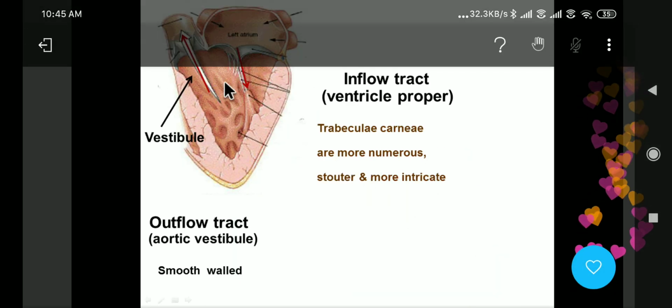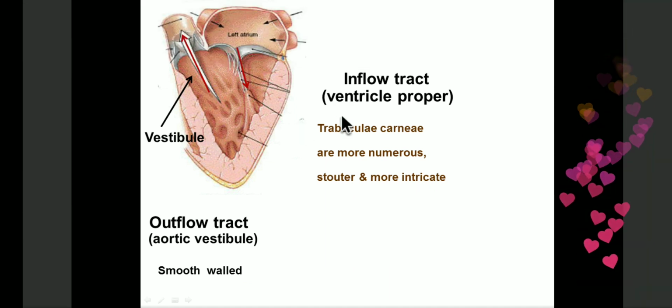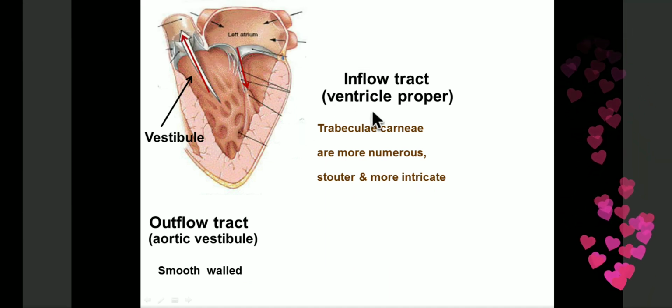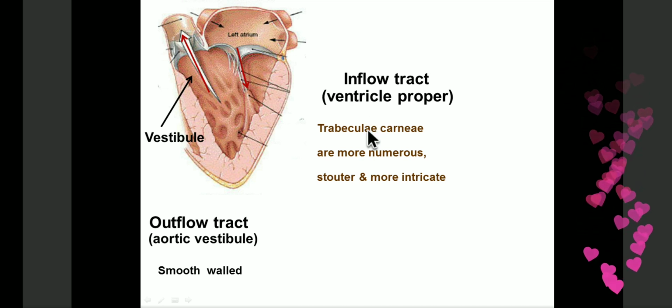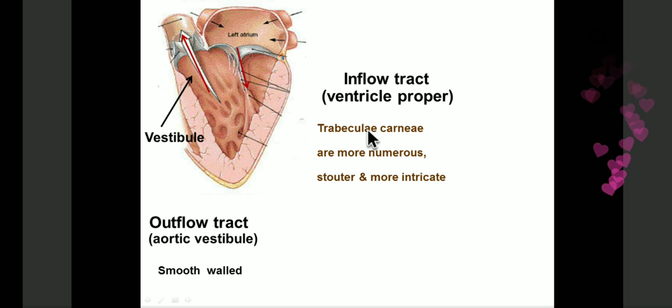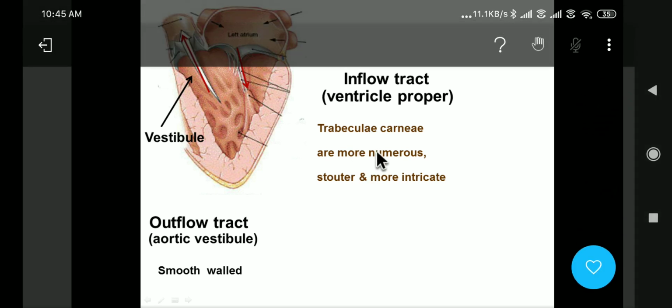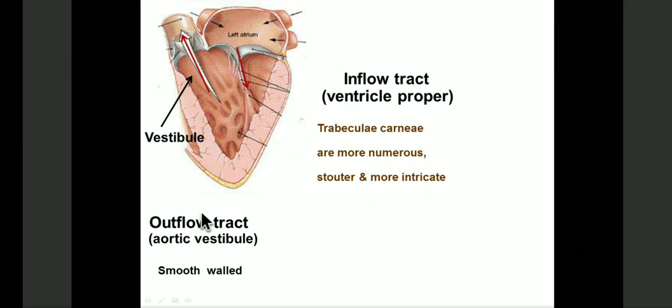The inflow part of the left ventricle is rough. It is also called the ventricular proper, very similar to the right ventricle, with trabeculae carneae, that is ridges, and papillary muscles, which are more numerous, stouter, and more integrated. The outflow part, very similar to the right ventricle, is smooth, because in the right ventricle the blood was going into the pulmonary trunk. In this, the blood is going into the aorta, so the aortic vestibule again is smooth.